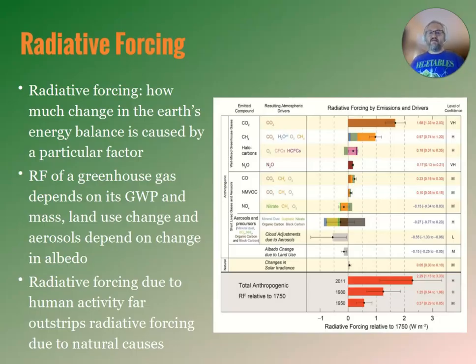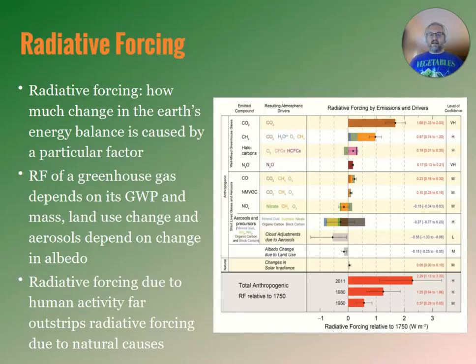Then you can see we have aerosols. These are particles that get up in the atmosphere, and you can see those generally have a negative radiative forcing. They have a cooling effect. That's because they're increasing the Earth's albedo, so they're making the Earth shinier. They're reflecting more light away from the Earth.